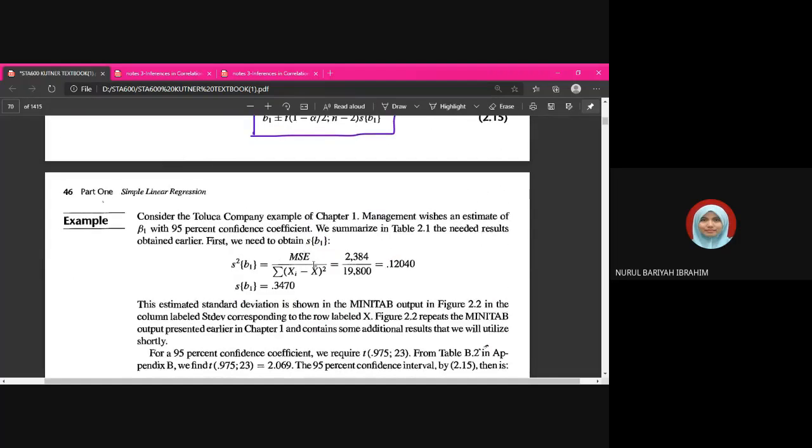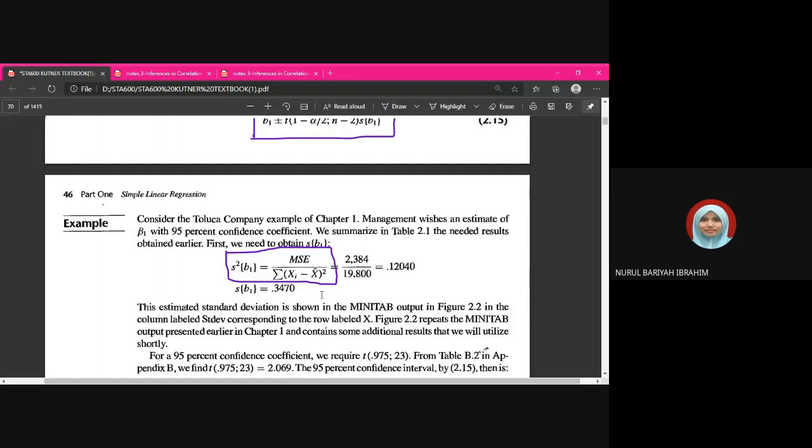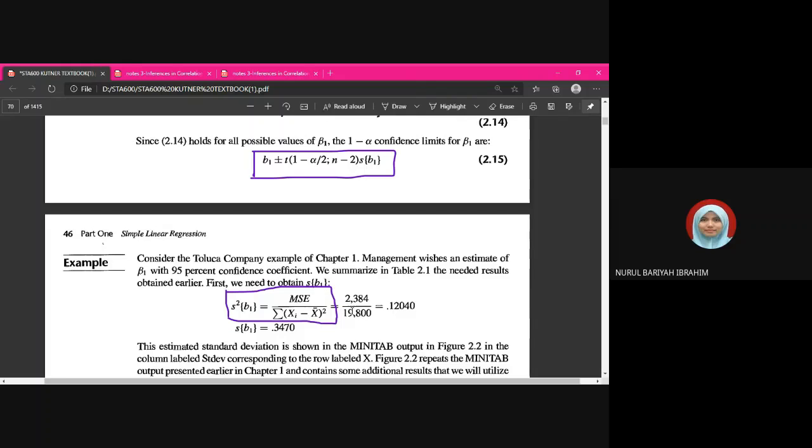Kalau MSE adalah sigma square, which is the variance of model. Untuk nak dapatkan variance for slope, it is MSE divide dengan SXX. Betul tak? This part adalah SXX, which is summation of xi square minus summation x, all of that square, divide dengan n. So in order to use this formula, we need to calculate the variance of the slope first and then square root the value, and you akan dapat standard deviation of beta 1.